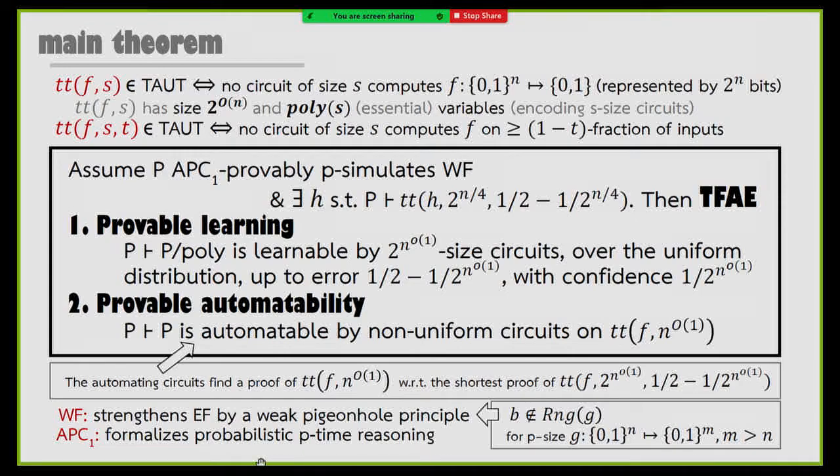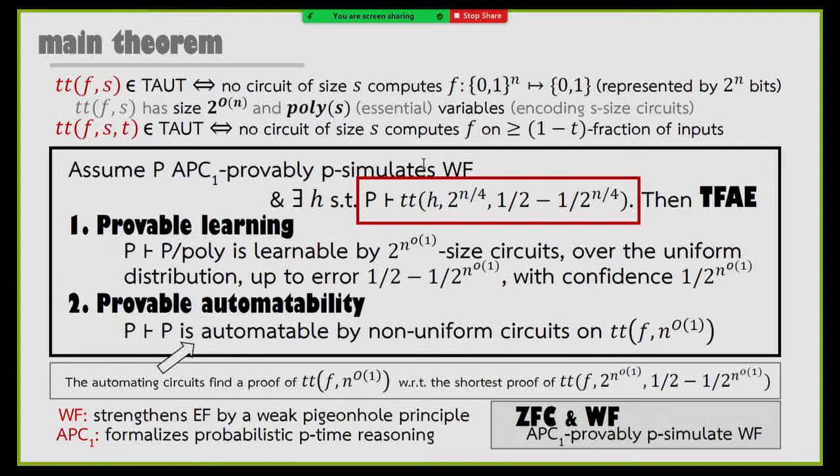And there is a theory, APC1, which is a fragment of Peano arithmetic, which corresponds to this proof system WF in a precise sense. Standard proof systems such as ZFC or WF do APC1 provability simulate WF, so I suggest we actually ignore this first assumption. The main assumption of our theorem is the assumption that the proof system P proves efficiently some circuit lower bound, very strong circuit lower bound. So let's discuss briefly how plausible this assumption is.